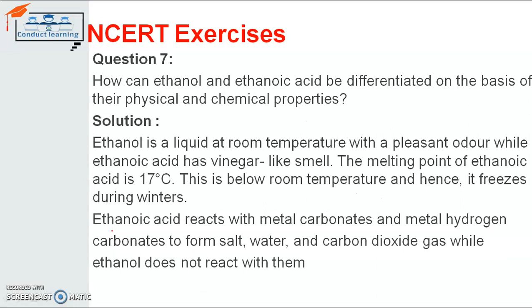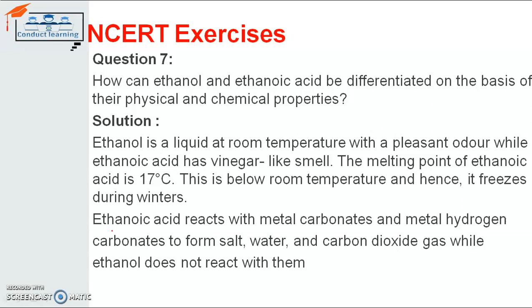How can ethanol and ethanoic acid be differentiated on the basis of physical and chemical properties? If ethanol is oxidized, then it becomes ethanoic acid, right? Ethanol has an alcohol group and ethanoic acid has a carboxylic group. Ethanol is a liquid at room temperature with a pleasant odor, while ethanoic acid has a vinegar-like smell. It has a very intense smell, so that's why it is physically different from ethanol. The melting point of ethanoic acid is 17 degrees Celsius. This is below room temperature, hence it freezes during winter.